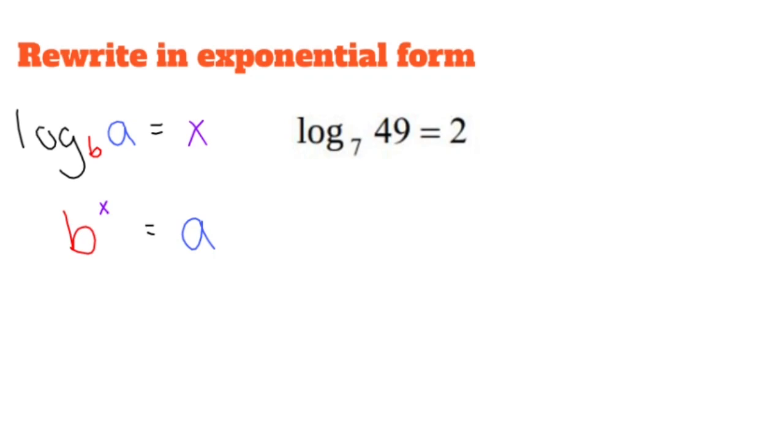So what I need to do here is take a look at this guy and compare this to that guy and say, all right, well, b is my 7, 49 is my a, and 2 is my x. I can write that as b to the x, so 7 squared equals a, which I called 49. So fun fact, this is a true statement.